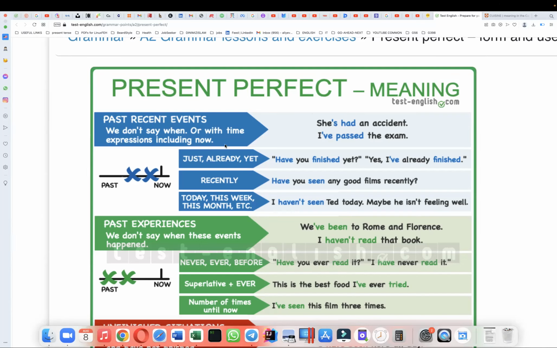So do you have any question about part one? Part one, part two, part three? Past, recent events? I understood. You understand past, recent events, yeah? All of them. Very good. So I'm going to examine you next lesson, about just, already, yet, recently and also the timetable we're going to use. Okay?